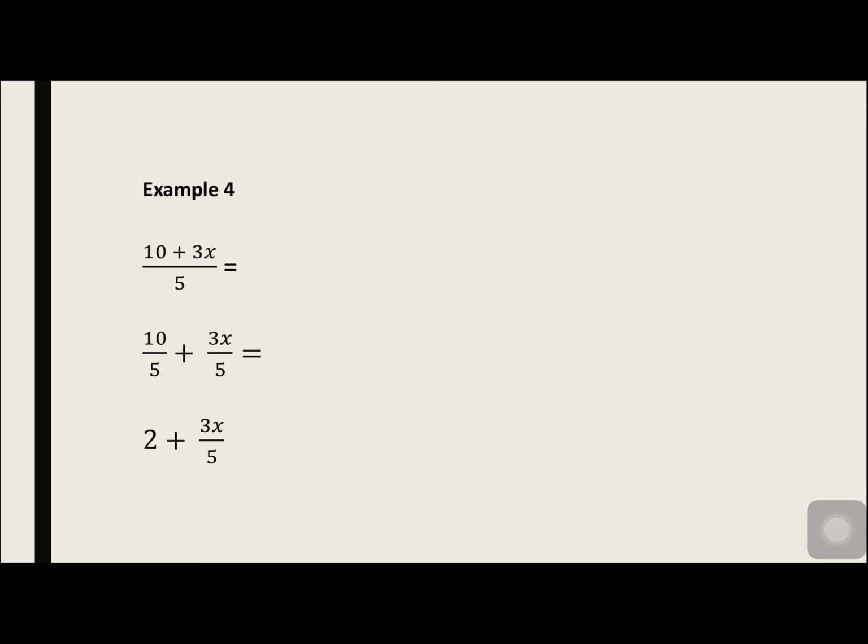Example 4. 10 plus 3x divided by 5. 10 divided by 5 is 2. 3x over 5 does not reduce.